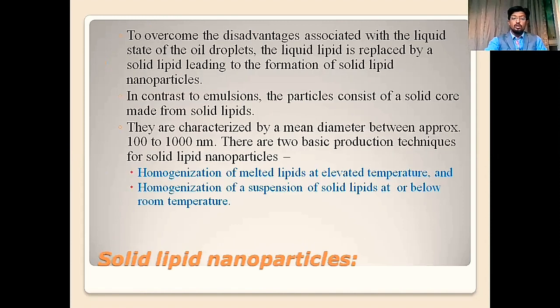Then solid lipid nanoparticles. To overcome the disadvantage associated with the liquid state of the oil droplets, the liquid lipid is replaced by a solid lipid, leading to the formation of solid lipid nanoparticles. In contrast to emulsions, the particles consist of a solid core made from solid lipids. They are characterized by a mean diameter between approximately 100 to 1000 nanometers. There are two basic production techniques for solid lipid nanoparticles: homogenization of melted lipids at elevated temperatures and homogenization of suspensions of solid lipids at or below room temperature.